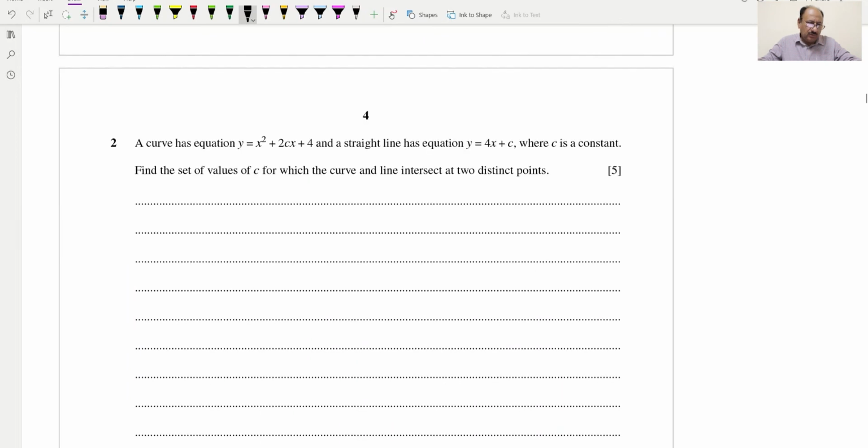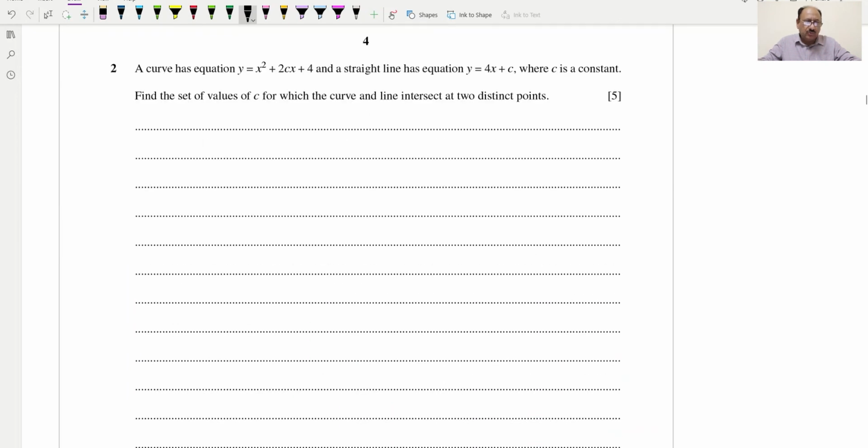This is done. Now question number 2. Question number 2 says a curve has this equation and the straight line has this equation, where c is a constant. Find the set of values of c for which the curve and the line intersect at two distinct points. This is a 5 mark question. So for the points of intersection we are equating the equations. This is the y value, this is also y. So we can equate these two equations.